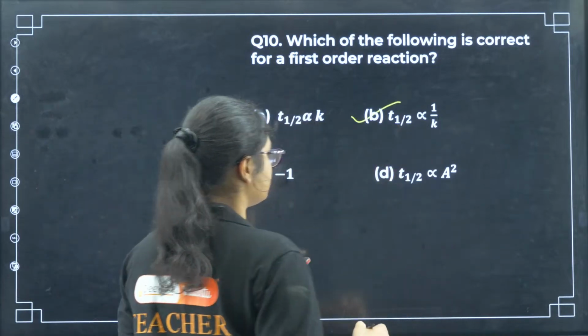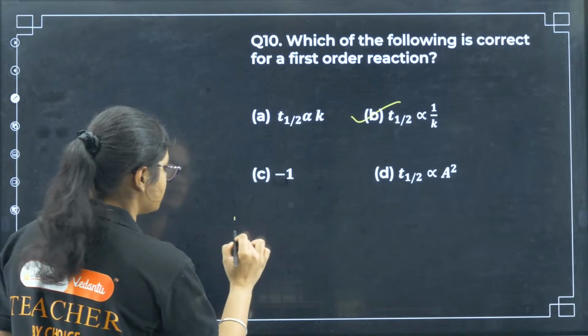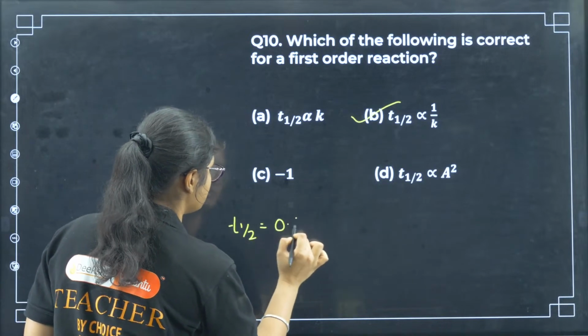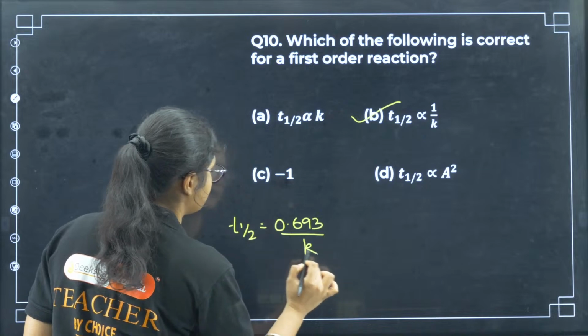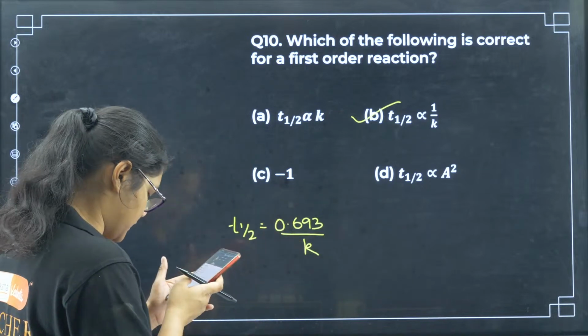T half is proportional to 1 by K. So for first order reaction, I can say that T half is equal to 0.693 by K, right? So it is proportional to 1 by K.